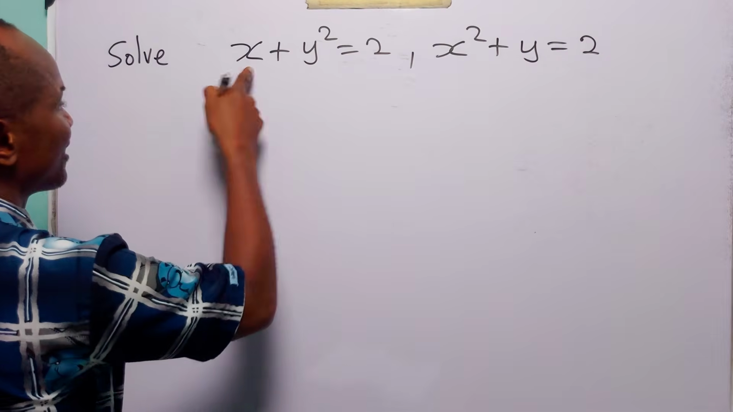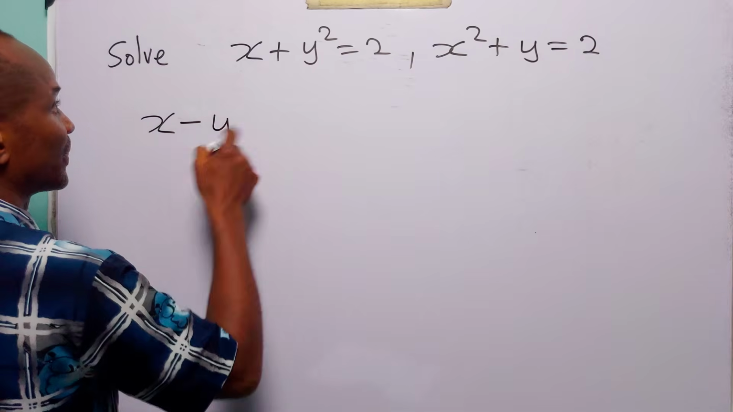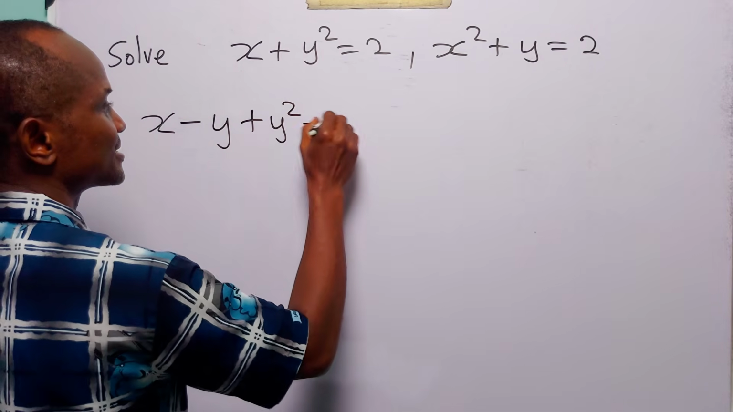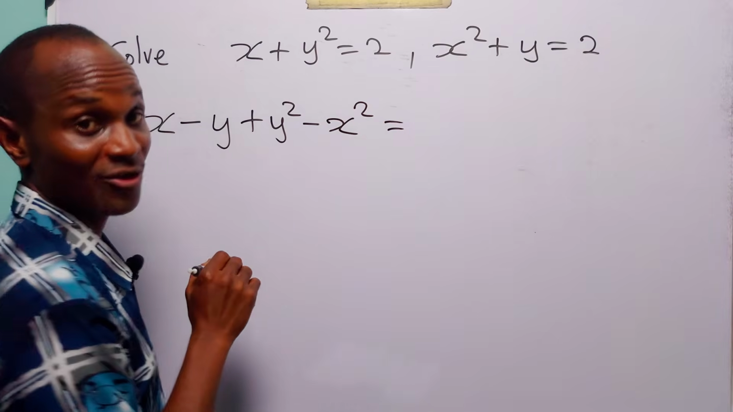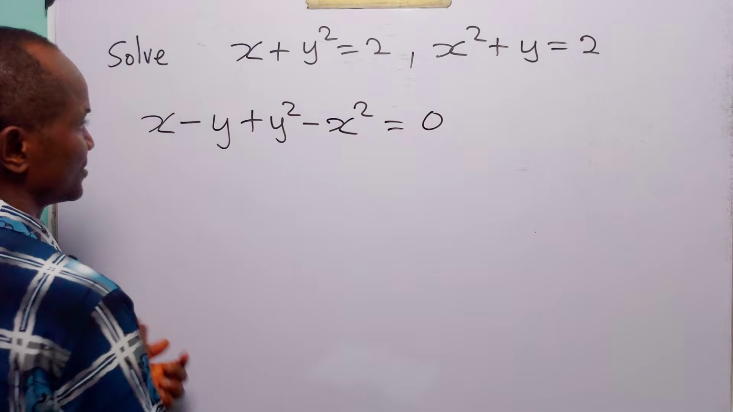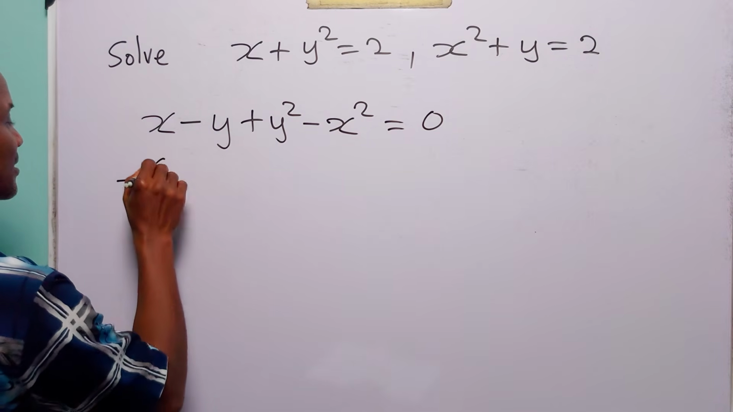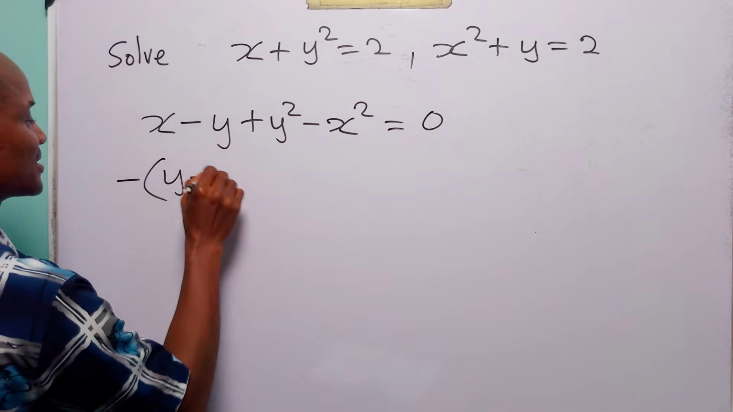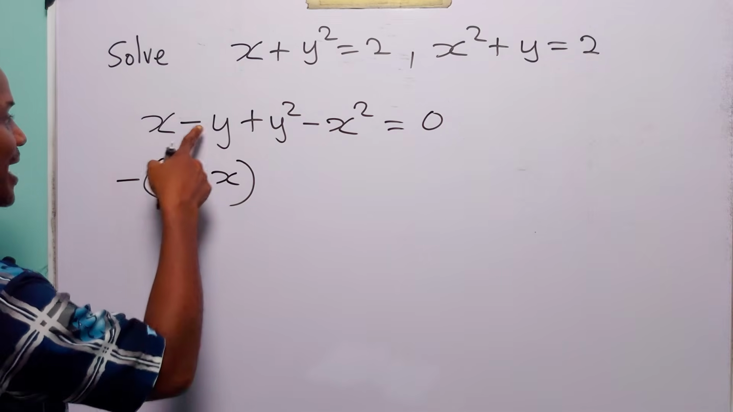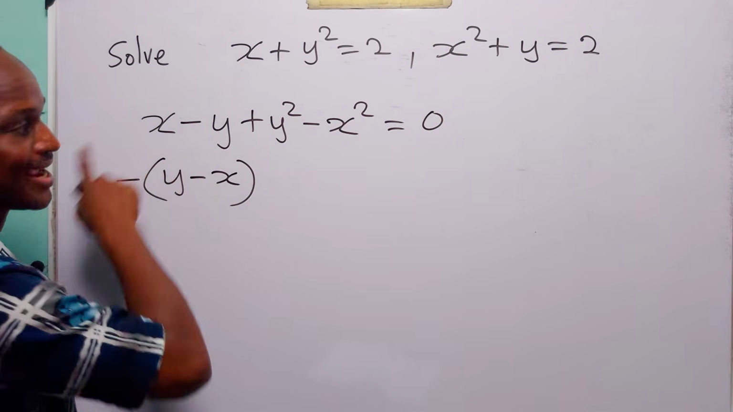On the left-hand side, we have x minus y plus y squared minus x squared. And on the right-hand side, we have 2 minus 2, which of course is equal to 0. Now we can write this as minus (y minus x). You know that if we open this bracket, then we have minus y, which is this, and minus x, which is equal to plus x.